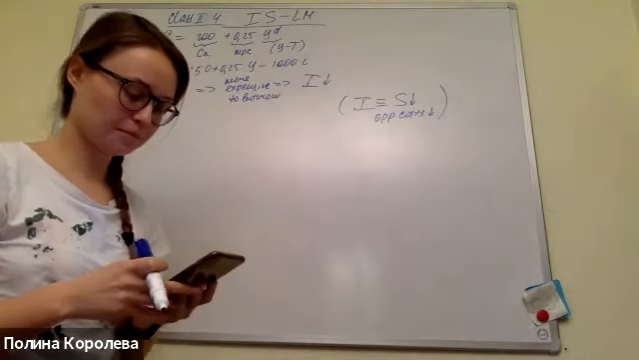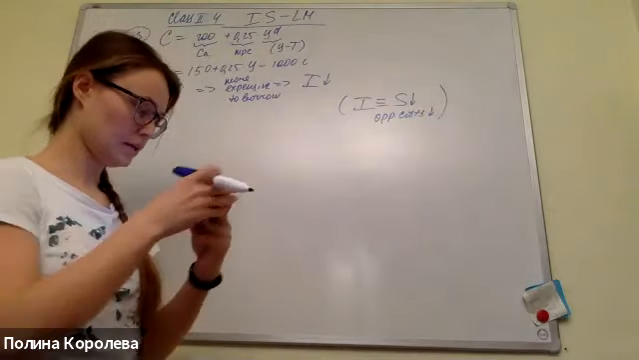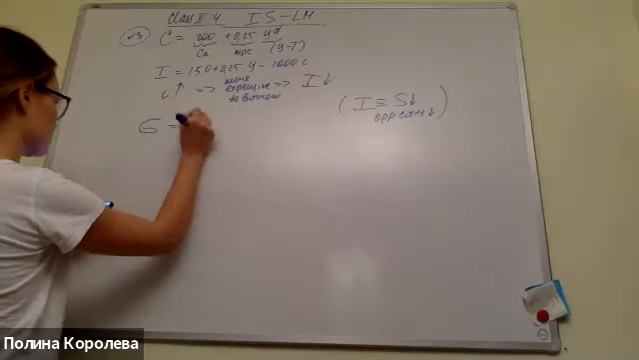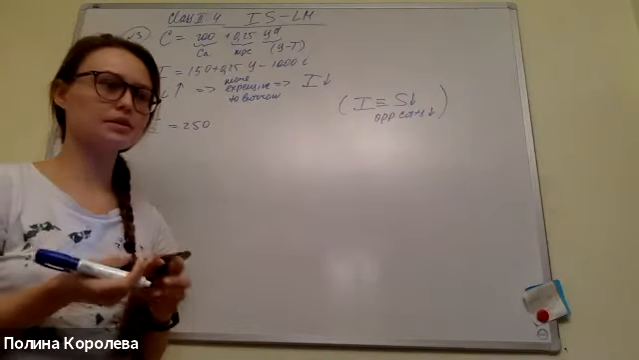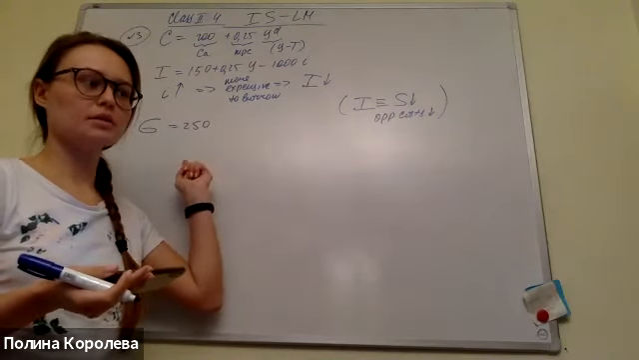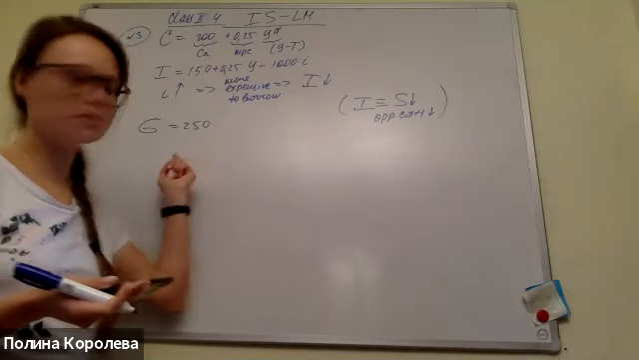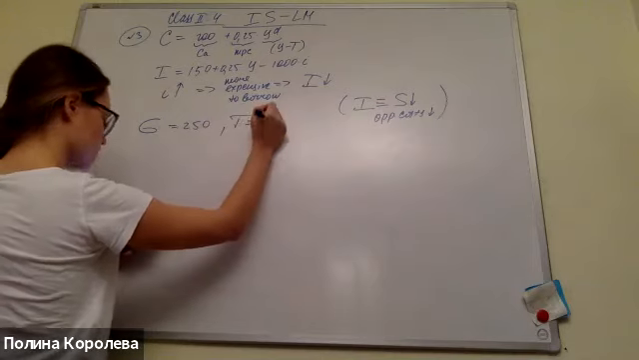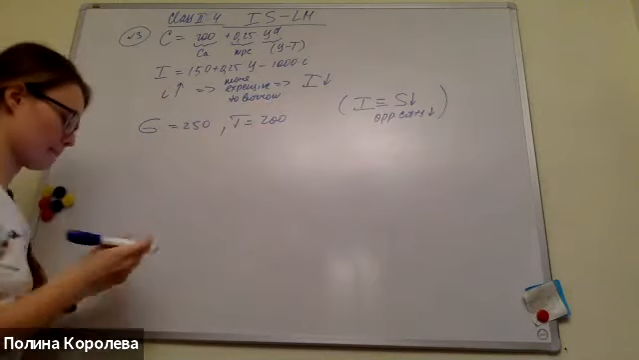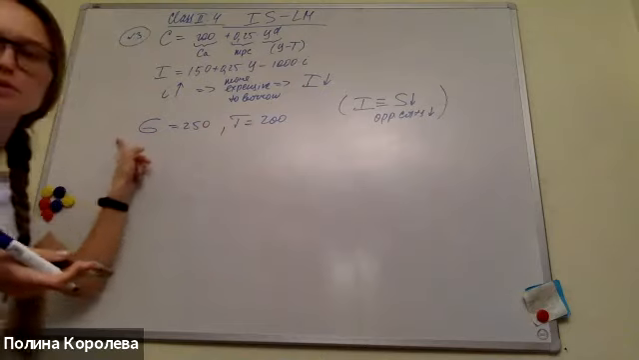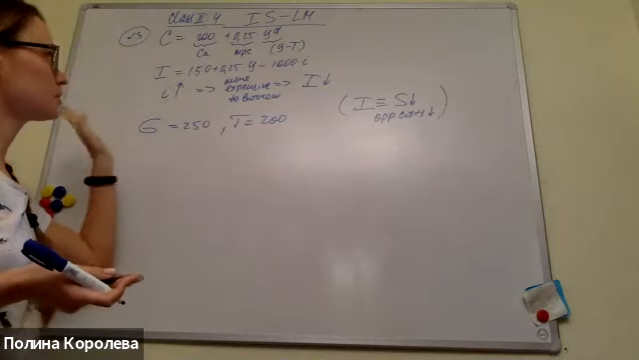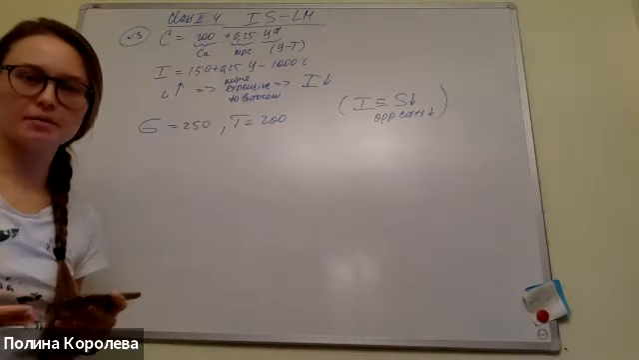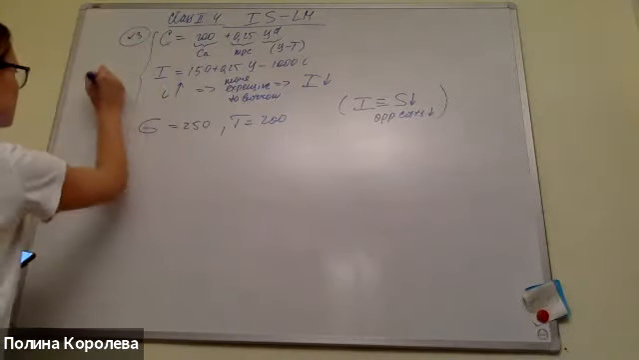Then, let us write down one more thing from the task. Government spending is 250, and it is always constant because it is one of the main instruments of fiscal policy of the government. Then taxes are constant here, 200. This is all about the goods market, the market of goods and services, like in the Keynesian cross.